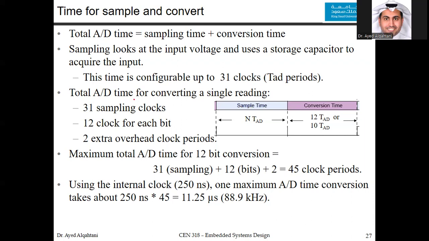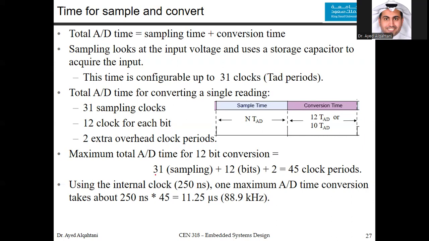Now, the total AD time for converting a single reading: if you take 31 clocks, the maximum, you have the 31 sample clocks here for the sample time. And then you will have 12 clocks, one for each bit in the conversion time, if you choose 12 bit. If you choose 10 bit, then you will have 10 TAD. So if we choose 12 bits, you have 12 clocks for the bits, and then 2 extra overhead clock periods.